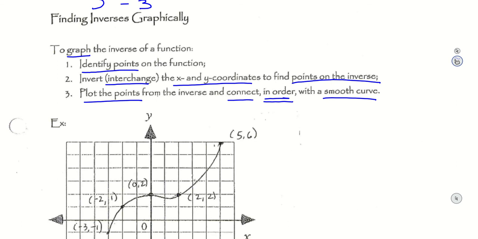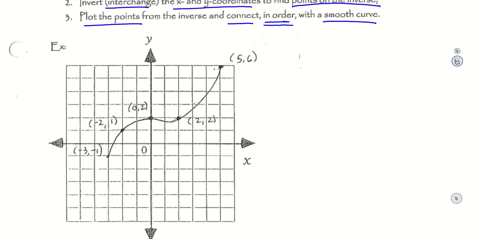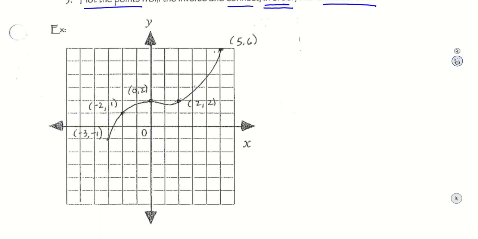So let's take this. This is the graph of a function, right? So this is my f of x.